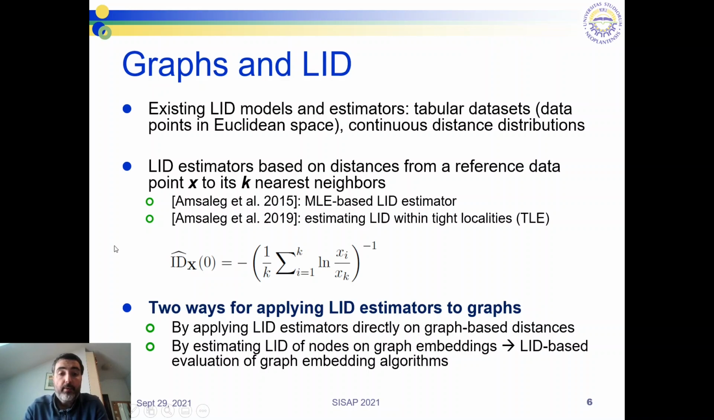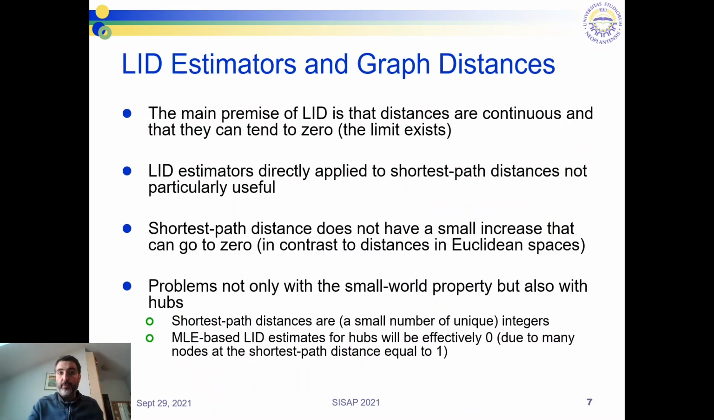So how can we apply this to graphs? Well, there are basically two ways. We can take a graph-based distance measure like the shortest path distance, and then simply apply an LID estimator on that and hope for the best. Or we can map the graph using a graph embedding method to an embedding space, and then apply an LID estimator there. We are interested in the first approach.